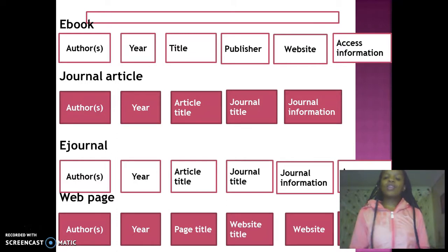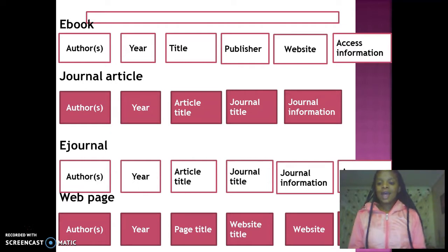So that means it's on the website, it's on the internet. So you need to include the website from which you got the ebook. The access information is the date on which you accessed the ebook.